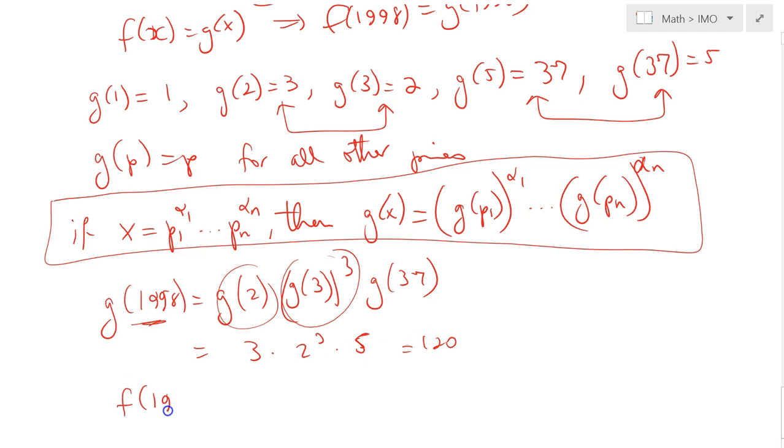Because f of 1998, when we pick a equal to 1, is simply equal to g of 1998, we get again 120, and that solves our problem.